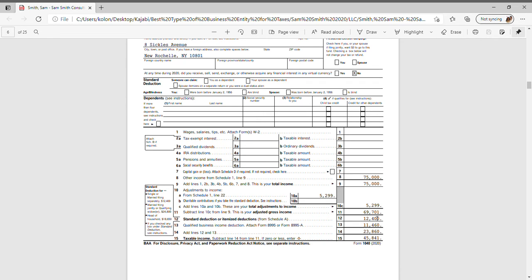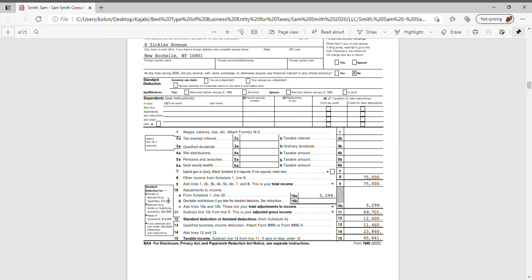Now, the next line is the better of two deductions that he can take. It's the standard deduction or the itemized deduction. And in this case, it's more advantageous for Sam to take the standard deduction. There's a long conversation we can have between looking at the standard deduction and the itemized deduction. But again, for simplicity's sake, we're going to use the standard deduction.